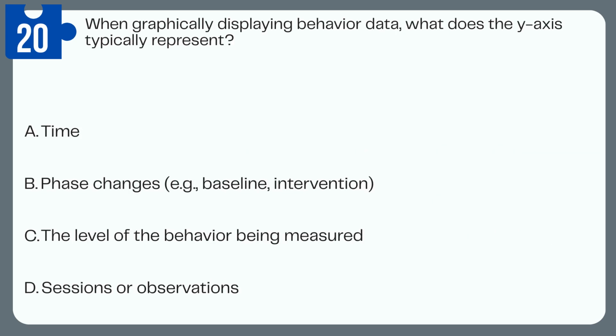Question 20. When graphically displaying behavior data, what does the y-axis typically represent? A. Time. B. Phase changes, example baseline, intervention. C. The level of the behavior being measured. D. Sessions or observations.